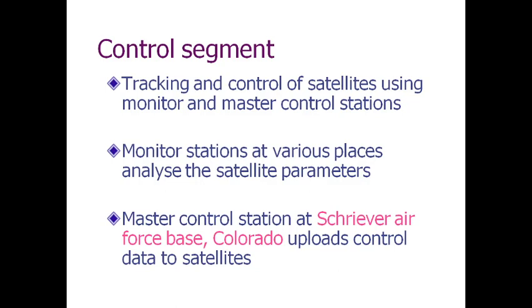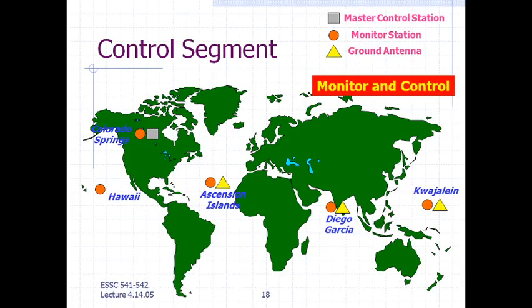So this uploading is done by a station in Colorado. That station is called the master control station. It is the duty of this master control station to upload data required for correction of trajectories and correction of equipment in different satellites. So these are the distribution of the monitor stations as well as the master control station. Throughout the globe at different positions we have the monitor and control stations.